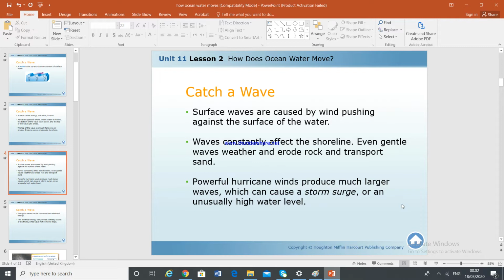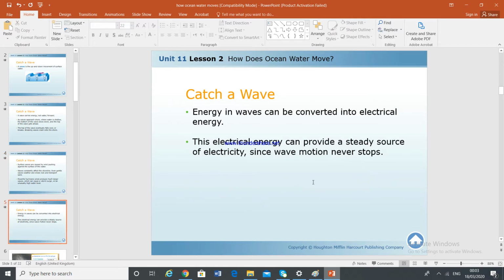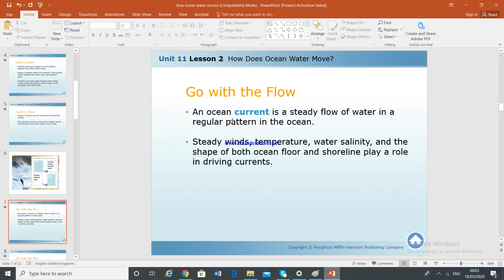Next thing, we must know about surface waves, how they are caused, because the wind is pushing against the surface of the water. And then storm surge. What is storm surge? It is caused by powerful hurricane winds. So we are done with waves, surface waves, storm surge, and the energy in waves can be converted into electrical energy. Now about ocean currents. It's a flow of water like in a river in a regular pattern.